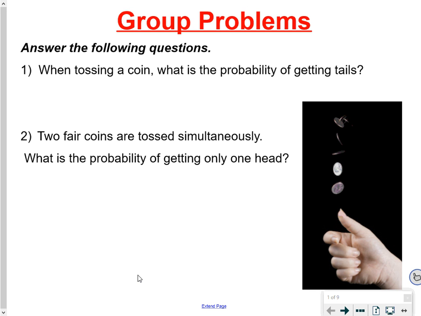Welcome to Algebra 2. Today we have Chapter 10, Day 9, which is going over just some simple probability as well as some geometric probability. To get started, let's go over a couple problems for review.